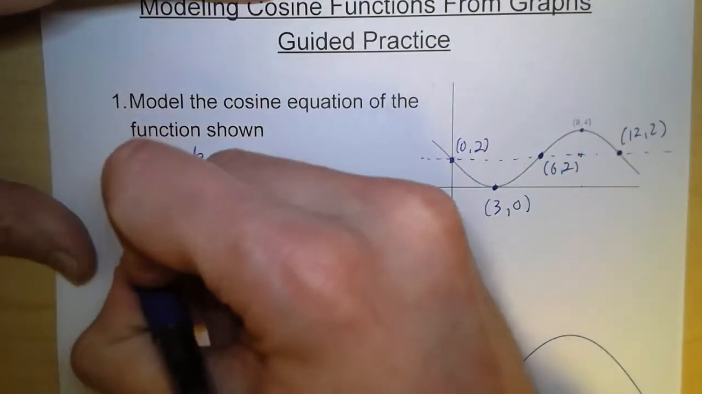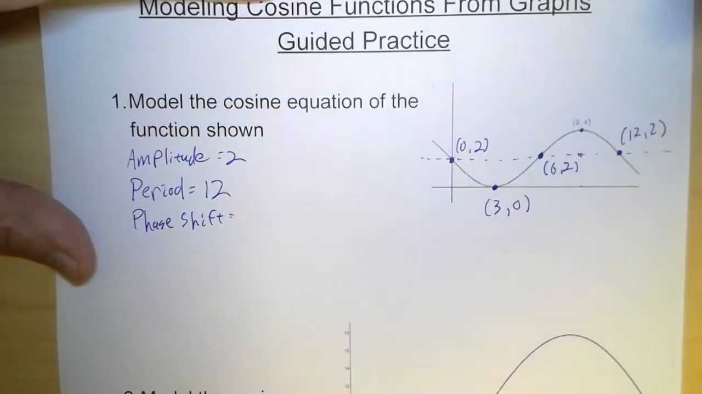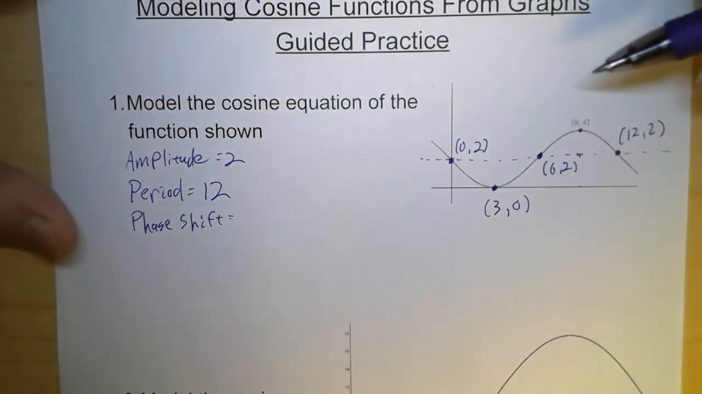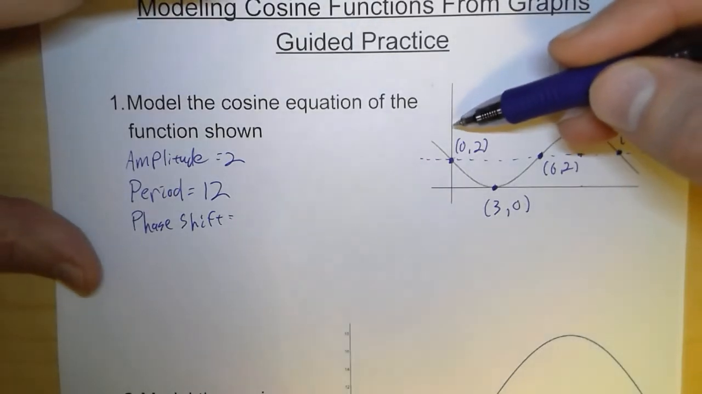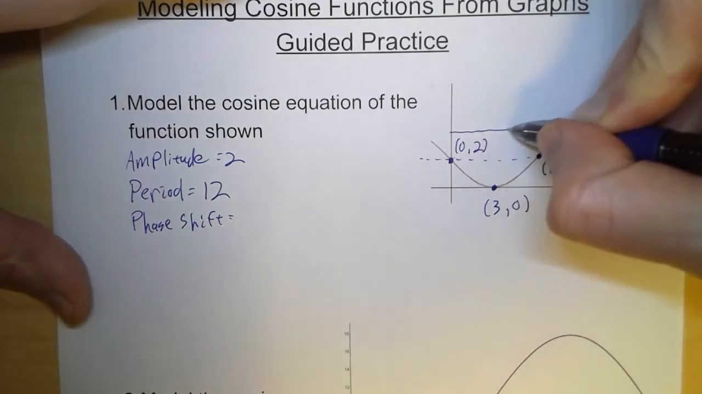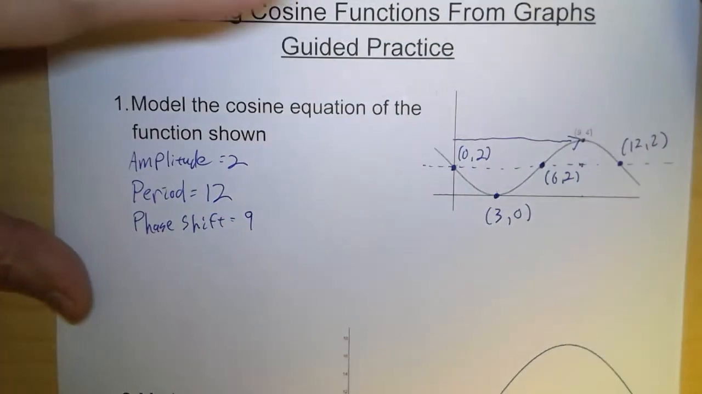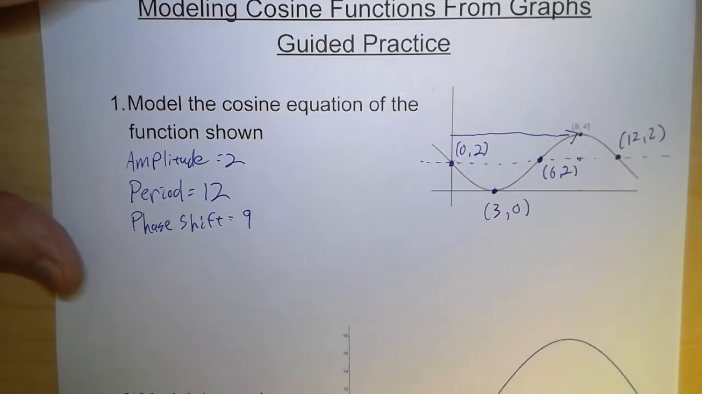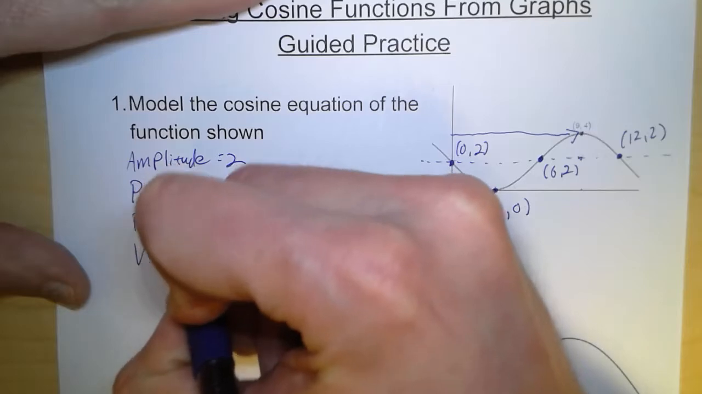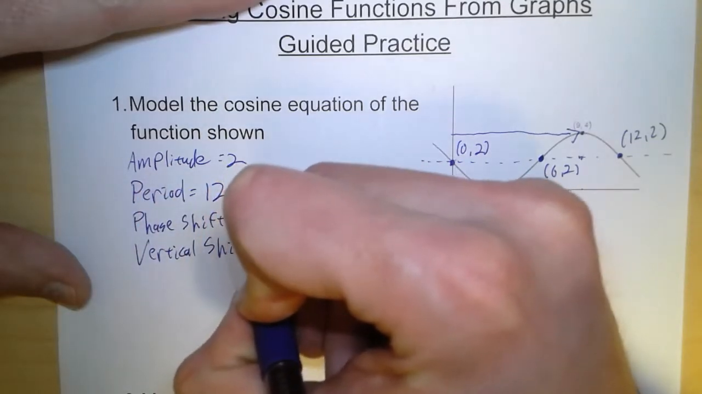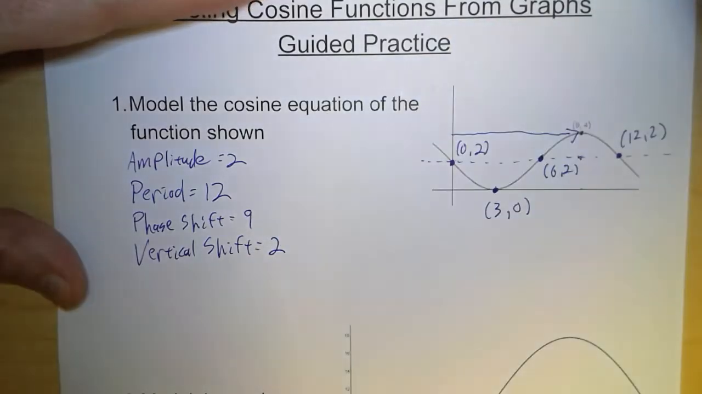Now the phase shift. The thing to keep in mind is that this is a cosine graph, and because it's a cosine graph, we want to know where it is at the top. Normally it starts at the top on the y-axis, but it's not. It's over here. That means the whole graph got moved over, so it got moved over 9 to the right. I'm just going to leave it as 9 as a positive number. And then finally, we need the vertical shift. That's the value of the middle, which in this case is 2.